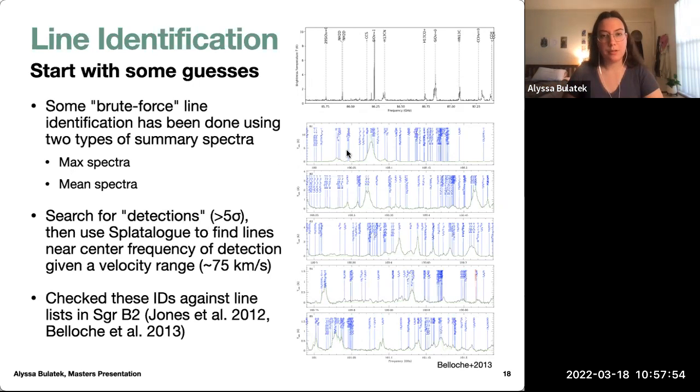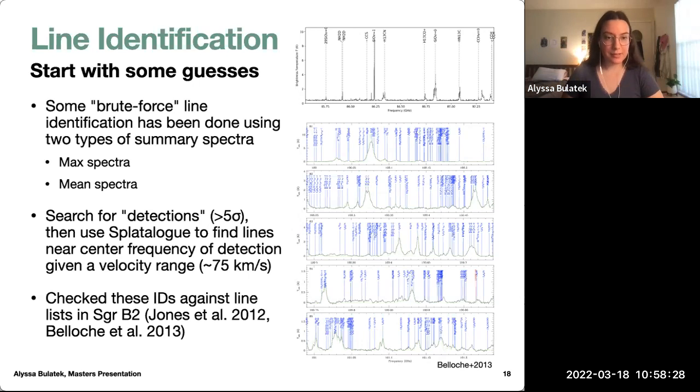So then we would go to a detection, and use an online catalog of molecular emission lines called Splatalog to find lines that were near the center frequency of the detection region, given some velocity range of where the rest velocity, or rest frequency, could be. And then Splatalog gave us an output of, these are the lines that it could be.